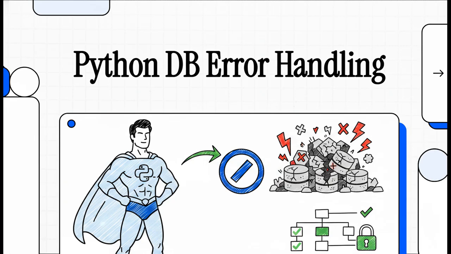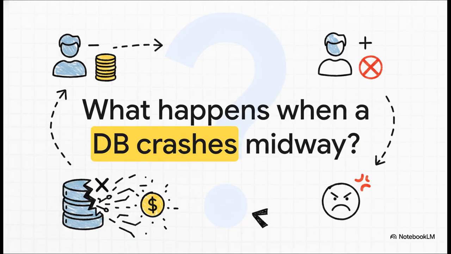Welcome to this explainer. Today, we're taking something that, let's be honest, a lot of developers view as a total coding chore, and we're going to transform it into a legit superhero-level engineering skill: Python database error handling and transaction management. By the end of this session, you aren't just going to be writing code that works under perfect conditions. No way. You're going to be designing systems that survive when absolutely everything goes wrong. Okay, let's dive into this.